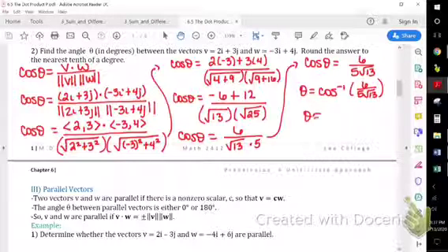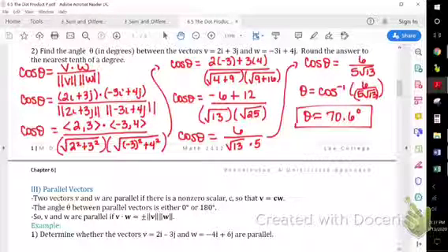Alright, so we're going to plug this in our calculator, and we're going to round it to the nearest tenth of a degree. So we're going to do the inverse cosine of 6 divided by 5 square roots of 13. You might want to put the 5 square roots of 13 in its own parenthesis there. And that is approximately 70.6 degrees. And so we have found our theta.